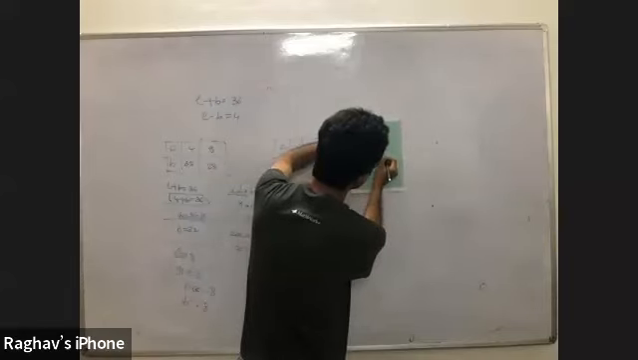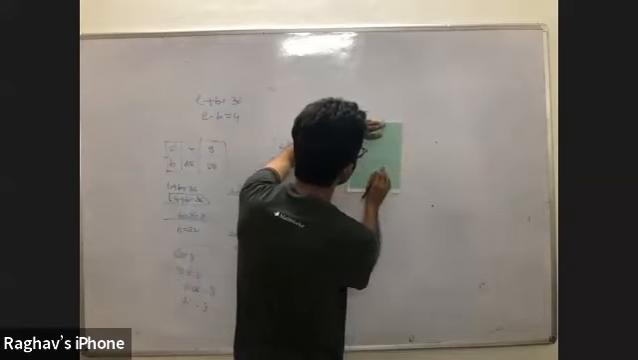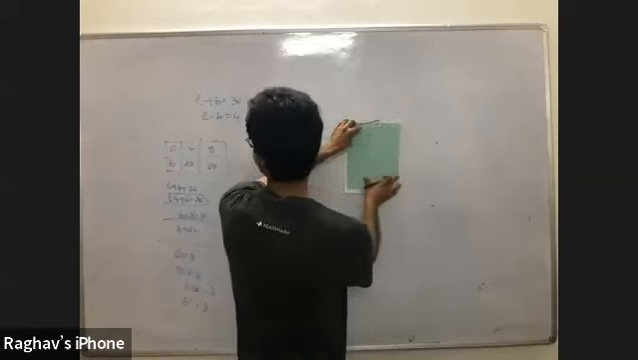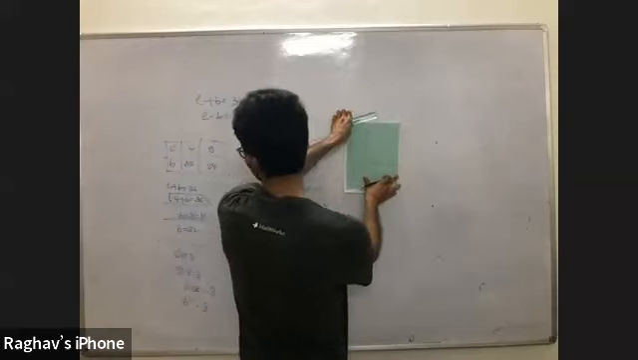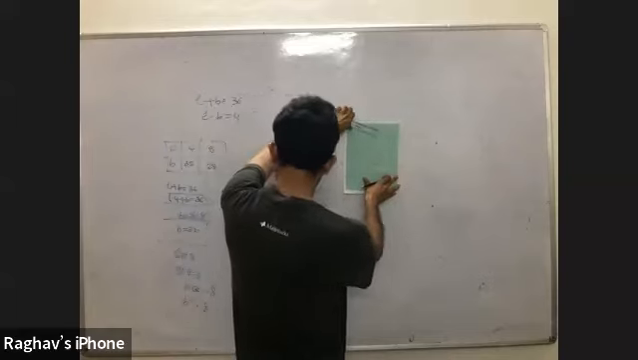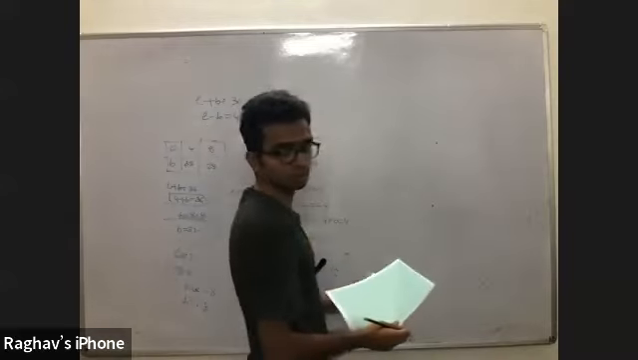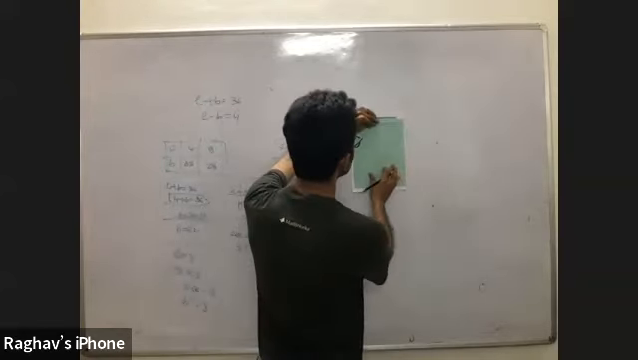Is it right? Somewhere it went wrong. What is the X value? What is the L value? What is the B value? What is the solution, Rohit? 20, 16. Somewhere it went wrong.